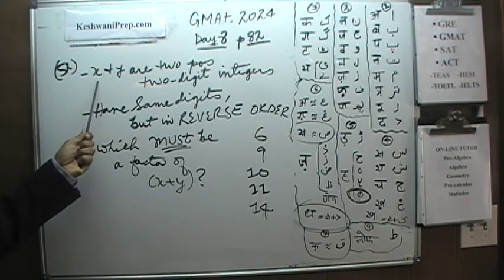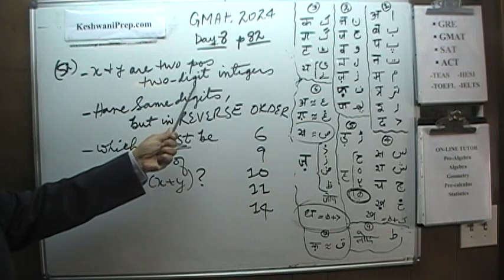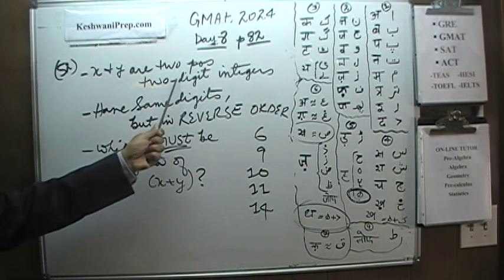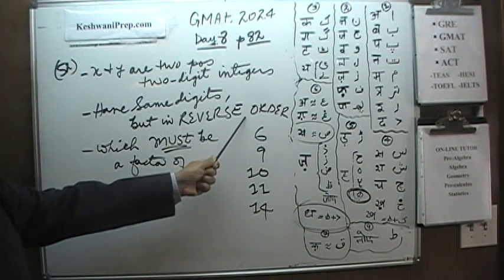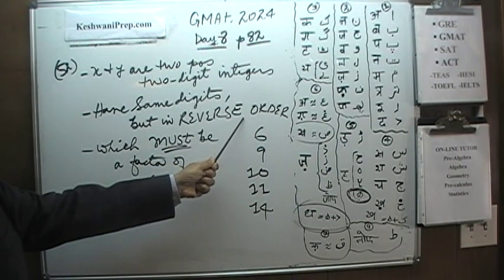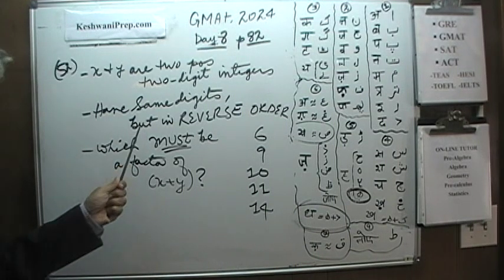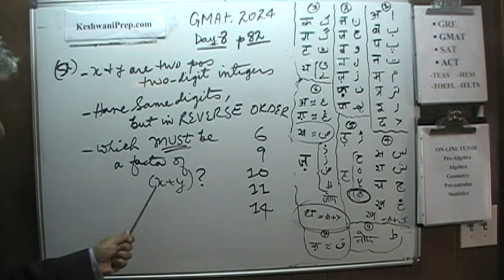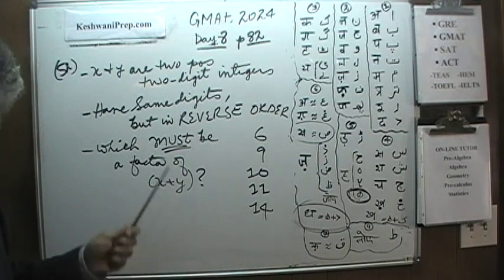We are told that we have two integers, x and y. X and y, we are told, are two positive two-digit integers. They are both two-digit integers. They are both positive. They have the same digits but in reverse order. In other words, if one is 15, the other one is 51. The question simply is, if that's true, then which must be the factor of their sum, x and y? 6, 9, 10, 11, or 14. Do it yourself.